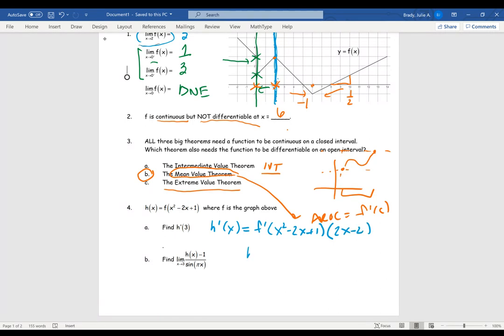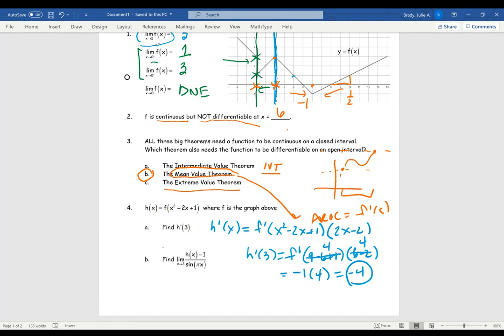So that way, if we're going to find h prime of 3, it would be f prime of, what would that be if we put in 3? 9 minus 6 plus 1. And then if we put in 3, it would be 6 minus 2. So this is 4, and this is 4. Okay, now if we look at the graph, if we go up to where 4 is, since we're looking for f prime, it's not the output value, it's the slope value there, and that's -1 times 4. So its answer is -4.